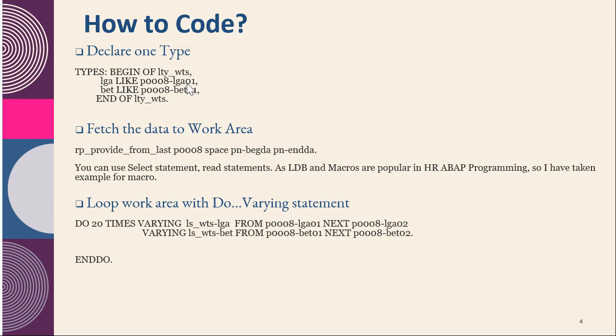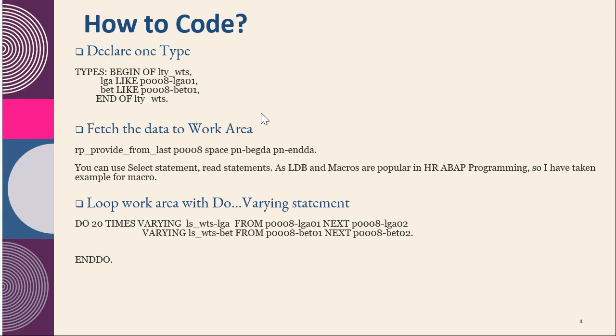For example, for infotype 8, we had wage types and amounts repeating. We had wage type LGA01, LGA02, 3, 4 up to LGA20, and BET01 from 1 up to 20. So LGA01 and BET01 are the fields that are varying. We have created two fields to hold those varying values, LGA and BET.